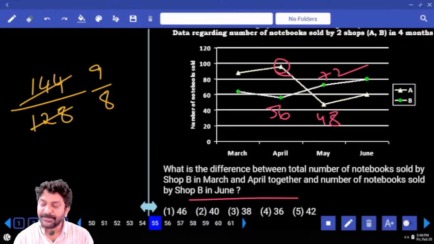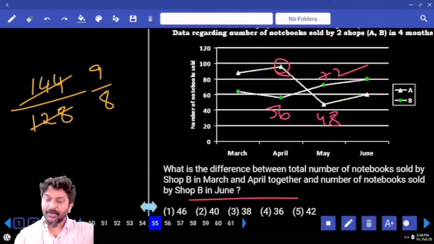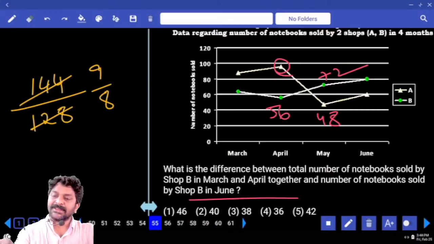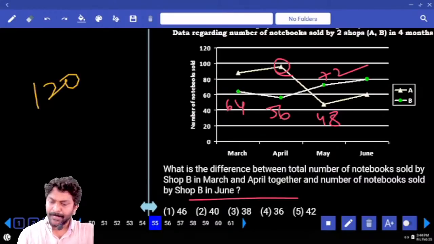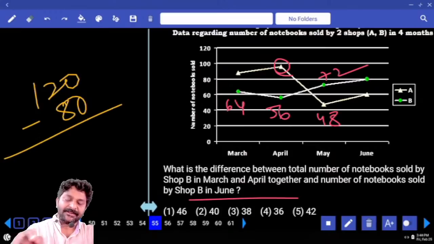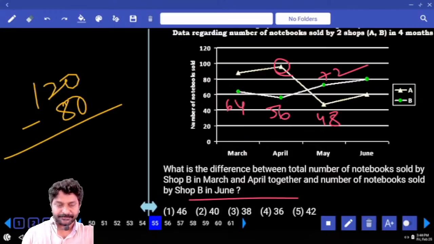What is the difference between total number of notebooks sold by shop B in March, April together and number of notebooks sold by shop B in June? Okay, B in March and April. March 64 and 56, 120, and in the month of June it was 80, and we were asked to calculate the difference only. How much? Yes.